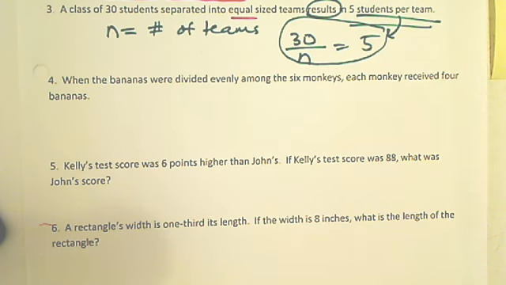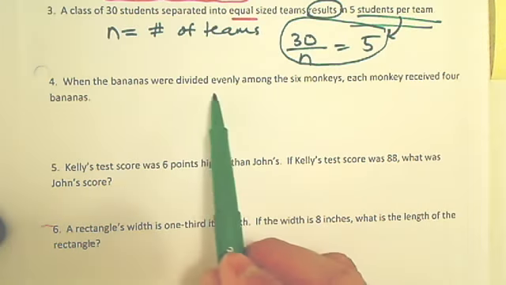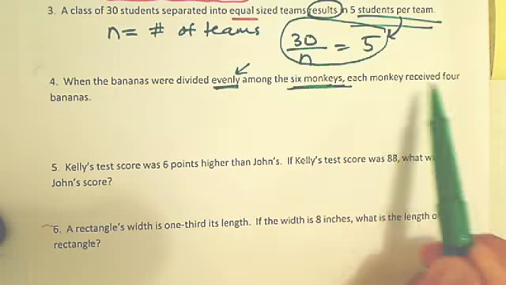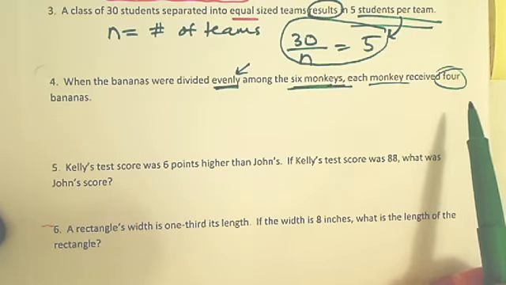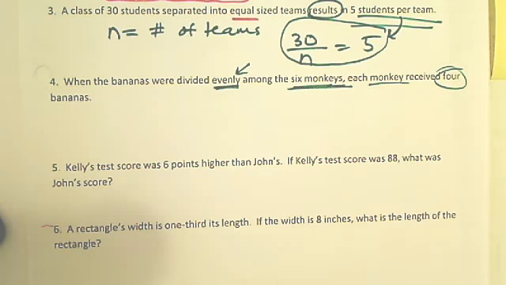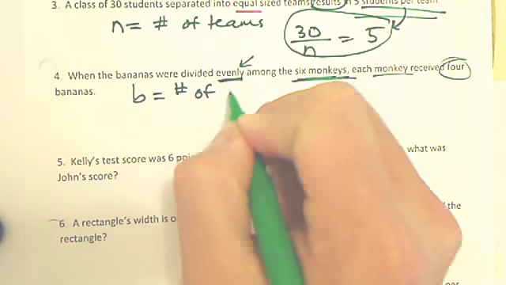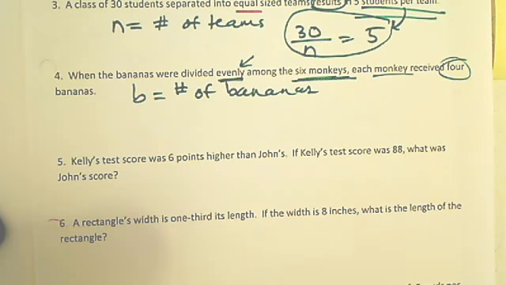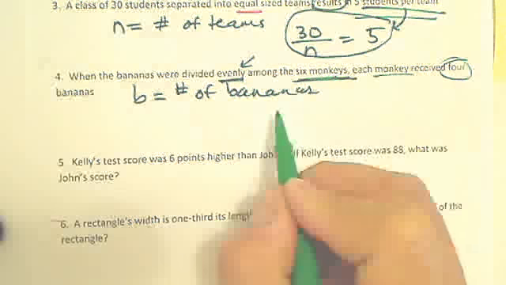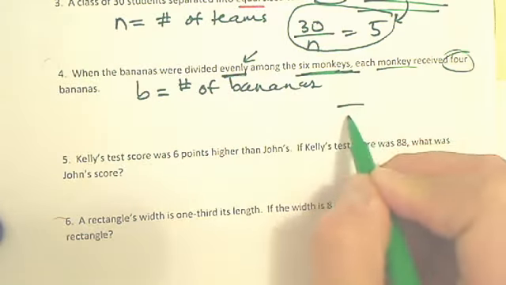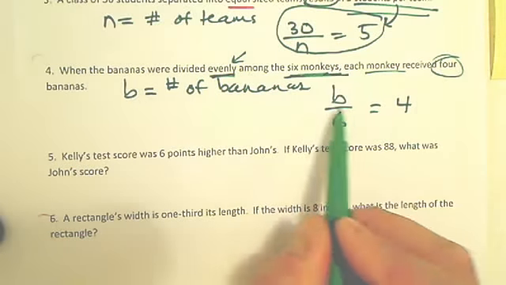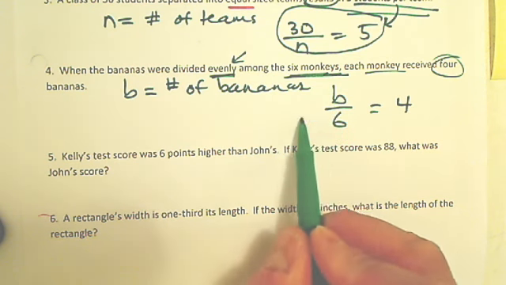Number 4. When the bananas were divided up evenly, that should be a clue for you. Among the 6 monkeys, each monkey received 4 bananas. Let's let B equal the number of bananas. How many monkeys were there? How many did each receive? The B has to go on top because you're dividing by the number of monkeys.